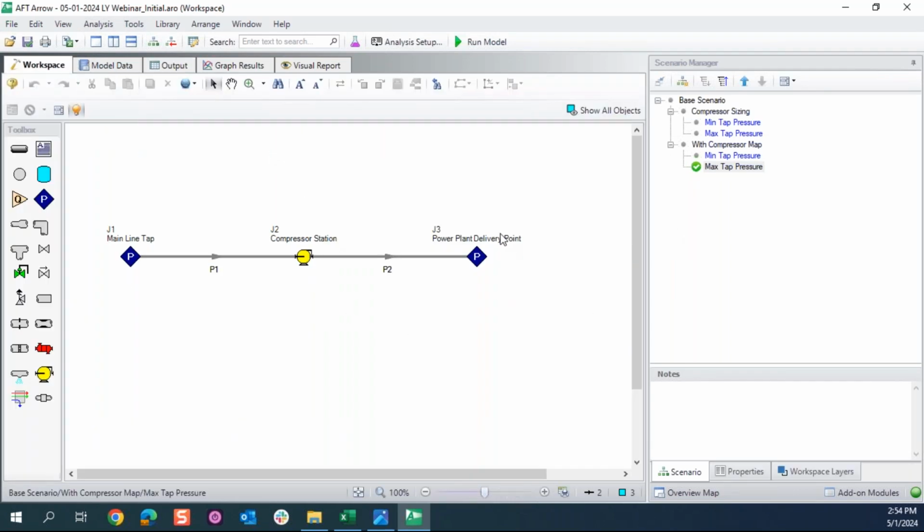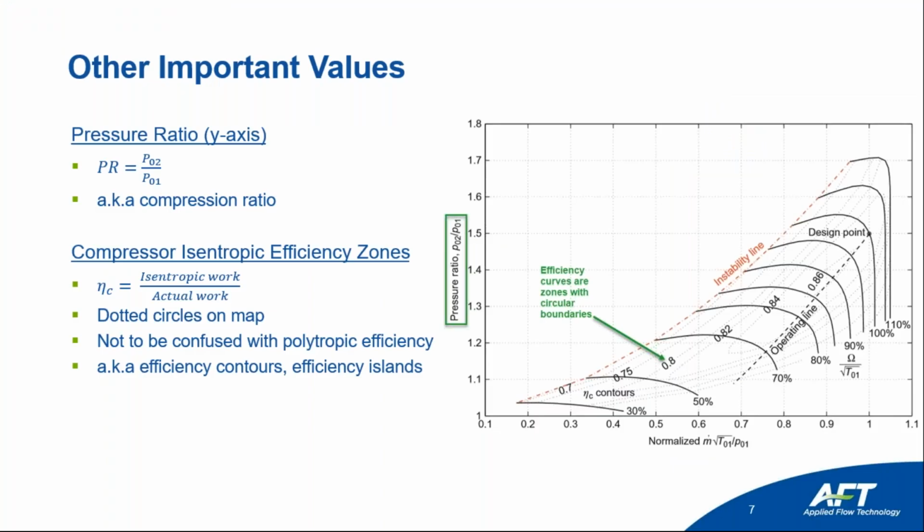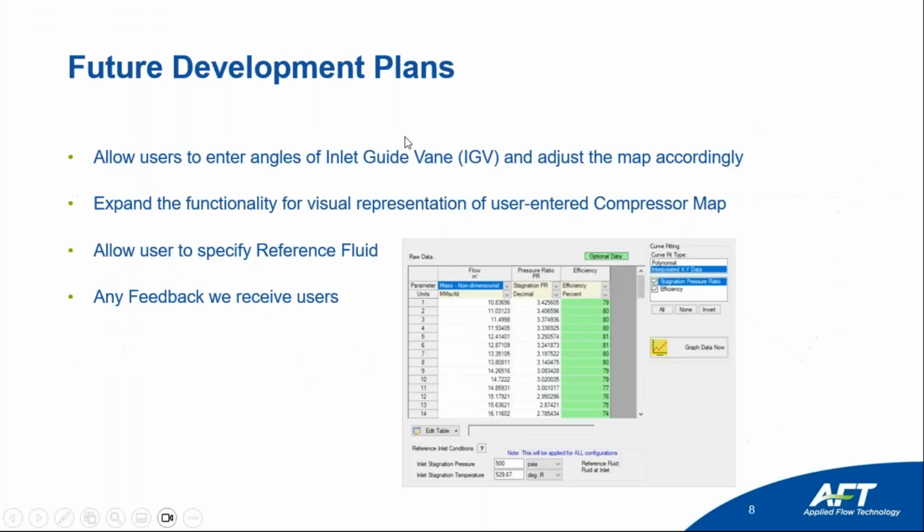So with that, we've talked a little bit about what compressor curves are, what some considerations you need for the units when you're actually implementing them into the software. And we were able to check the results and see that our compressor station is sized well. So with that, we can actually move on to some of the features of the compressor map feature.